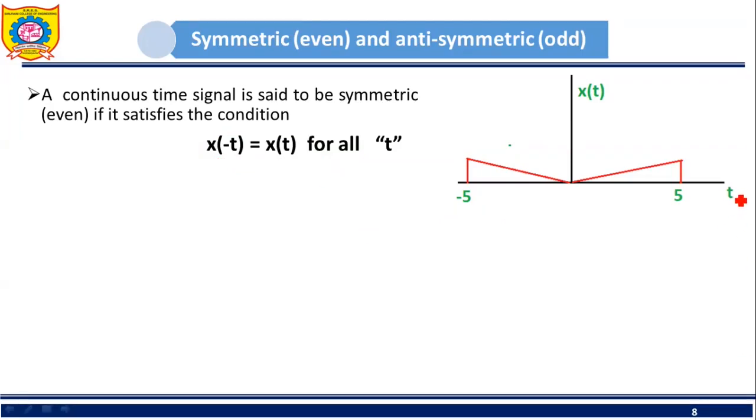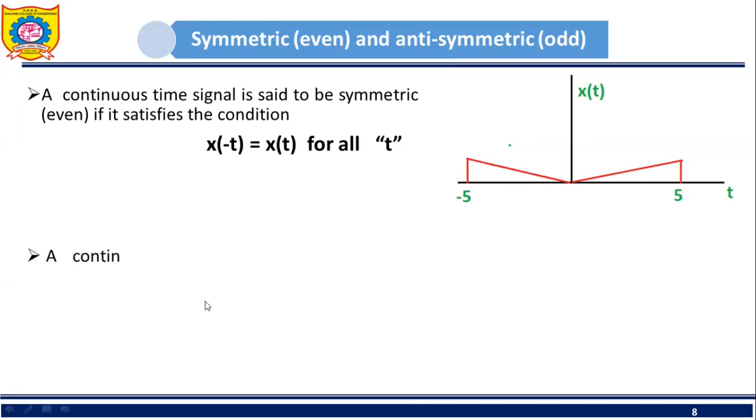Now consider one more value of t. Suppose somewhere here the value of t is 1 and here the value of t is minus 1. Again, if we compare x of 1 and x of minus 1 for this particular signal, we will come to know that they are also the same. So if this particular condition is satisfied for all values of t, then that particular signal is said to be a symmetric signal. Now let's discuss what is meant by antisymmetric signal.